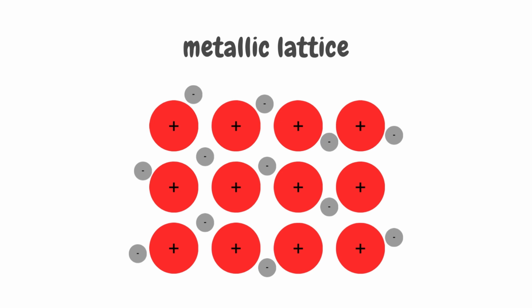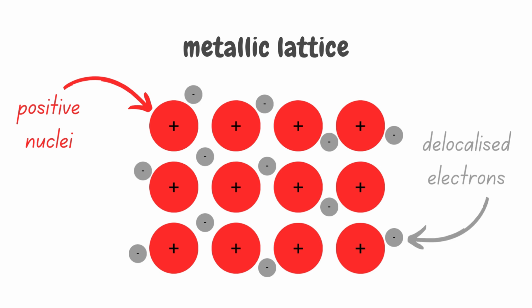In a metallic lattice, the structure is made up of the positive nuclei of the metal atoms. These nuclei are surrounded by a sea of delocalized electrons. The positive nuclei form a rigid structure, much like the ions in an ionic lattice. However, the key difference here is the delocalized electrons.